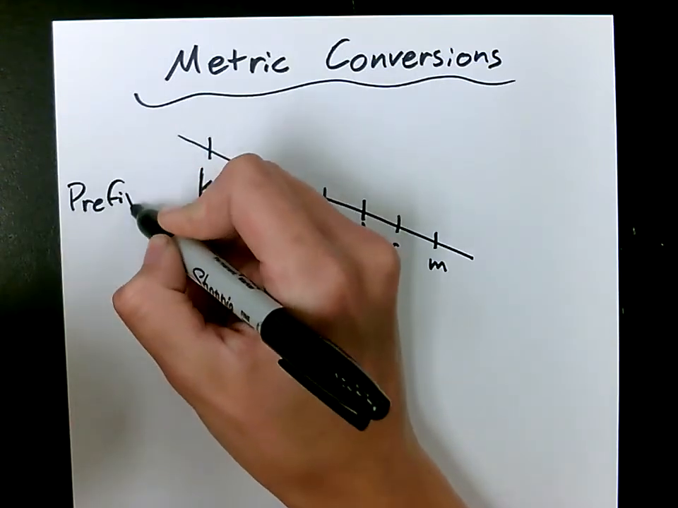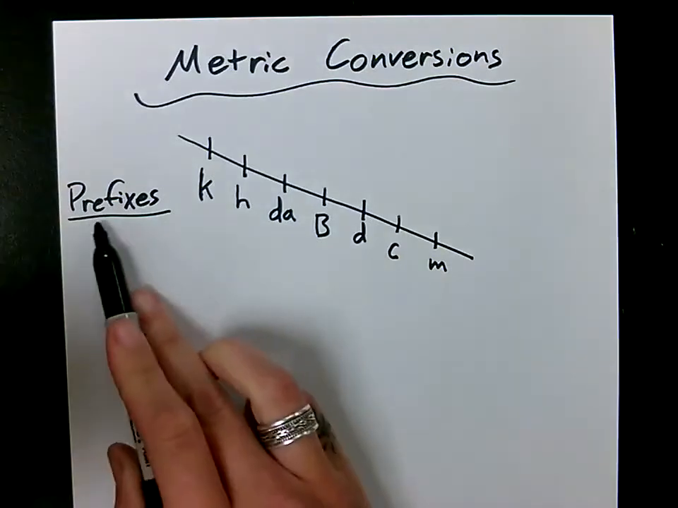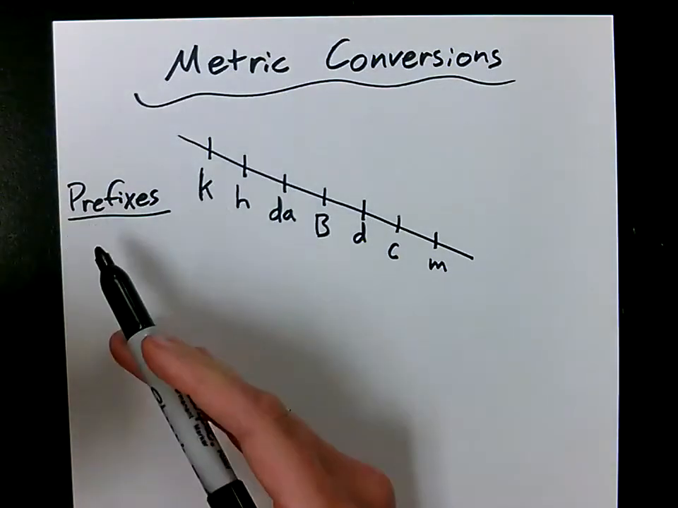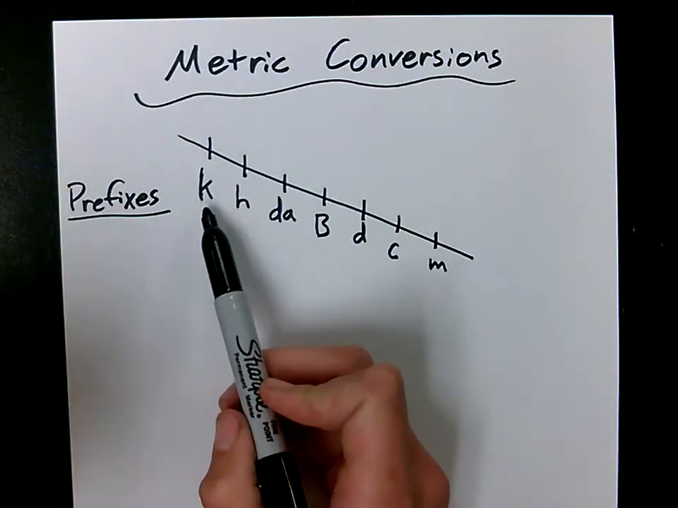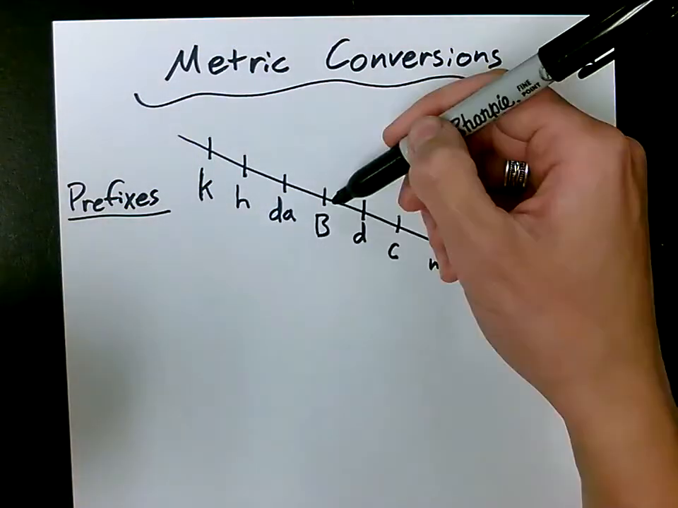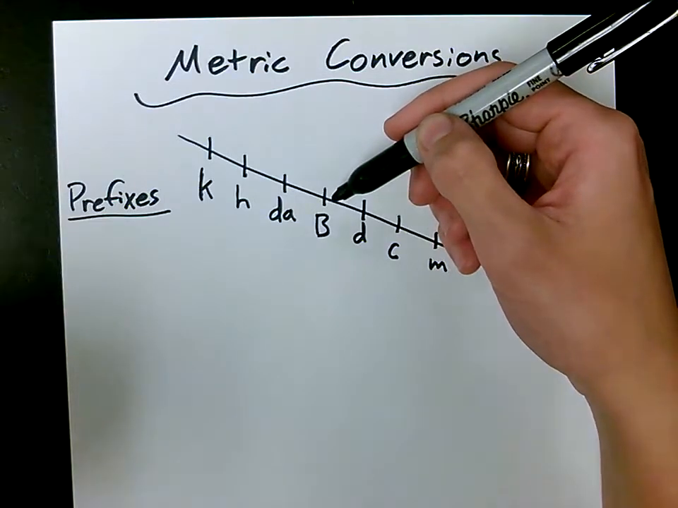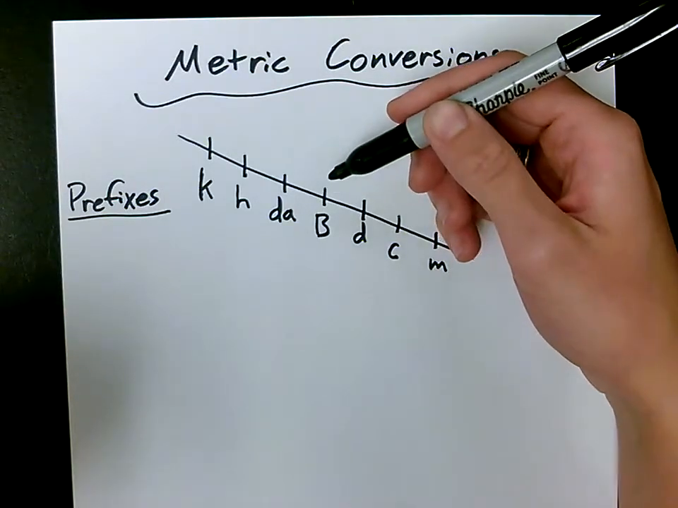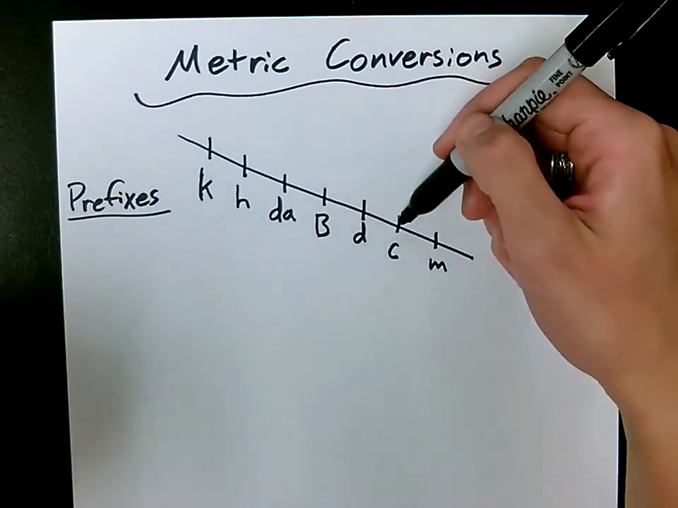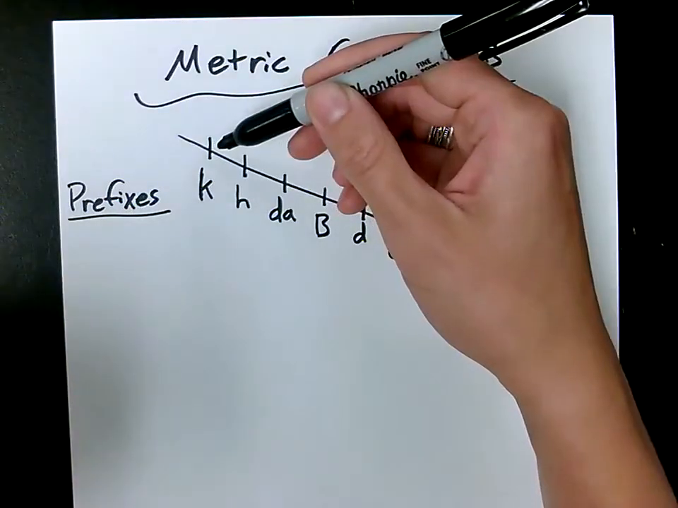If you know from English, the word prefix means before. So it's something that comes before. We can tack these, kilo, hecto, deca, onto the beginning of any of our base units to modify them to a slightly different unit. So it's like the difference between meter and centimeter, or millimeter, or kilometer.